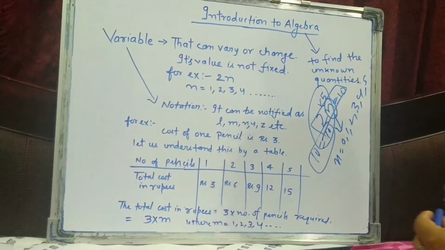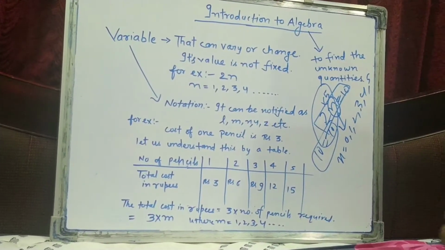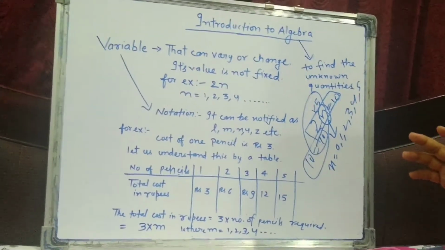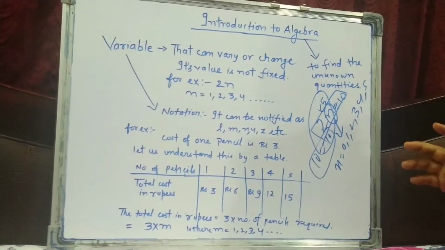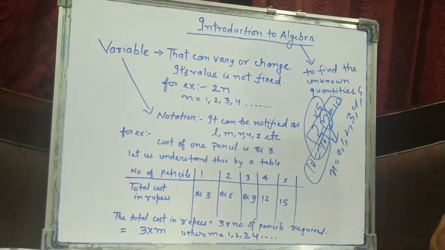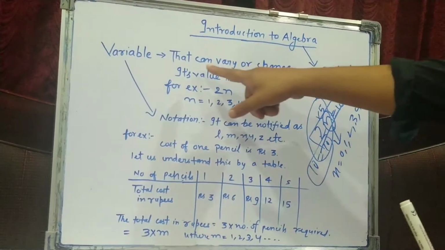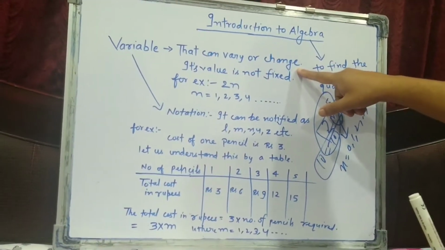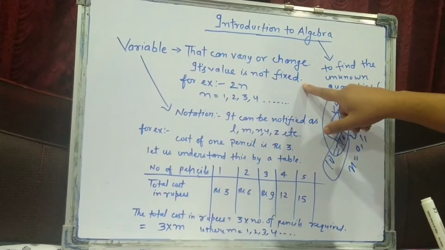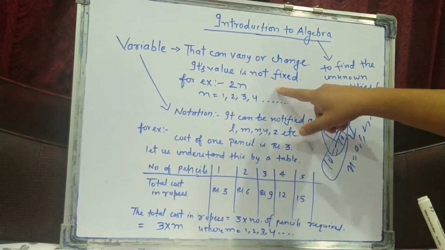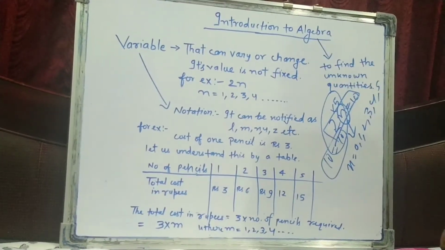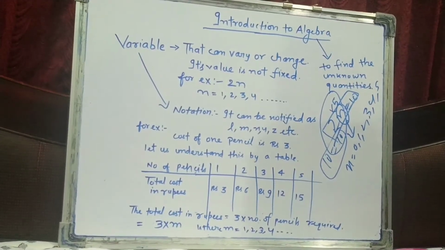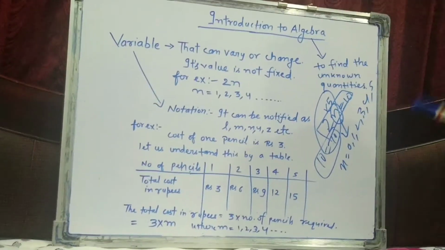In this way, many problems will be there and we have to find the solution. We have to find the value of the variable. So what is a variable? A variable can vary or change. Its value is not fixed. For example, in 2 into n, n can be taken as the number 1, 2, 3, 4, and so on.